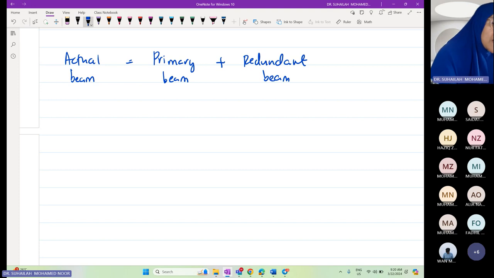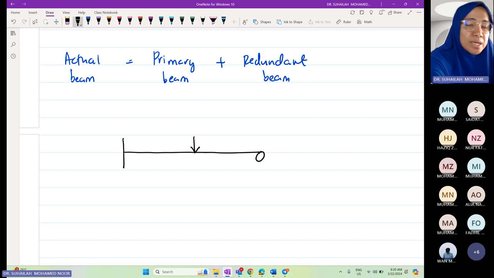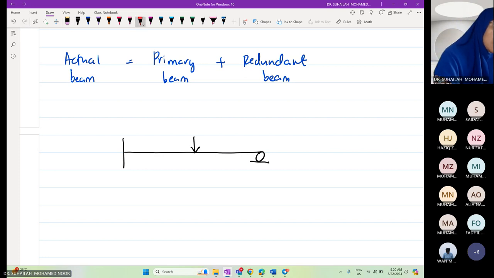Okay, so let's say okay, we have one beam here. Saya ikut yang dalam buku tadi tu. Okay. So this is A, B. Okay, point load at the center, P. P at the center. Okay, this is actual beam.